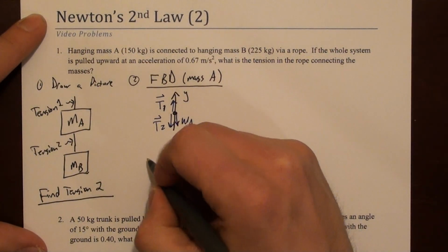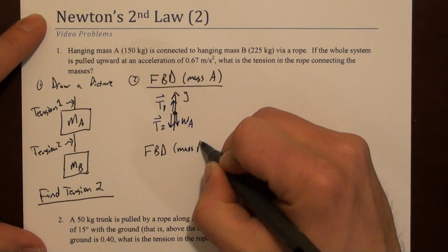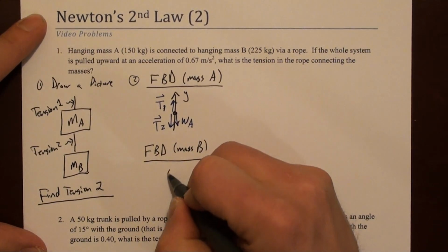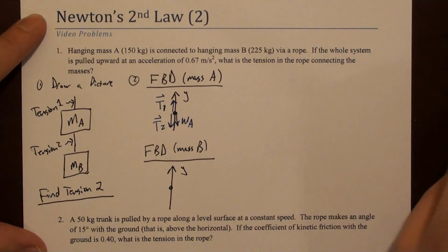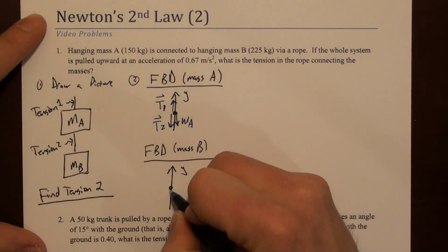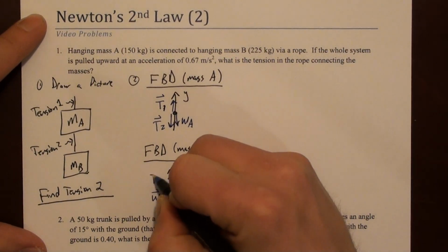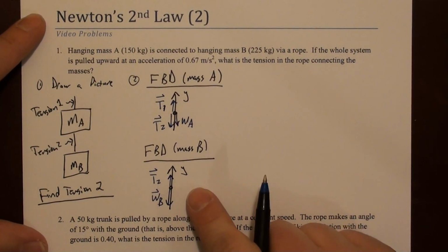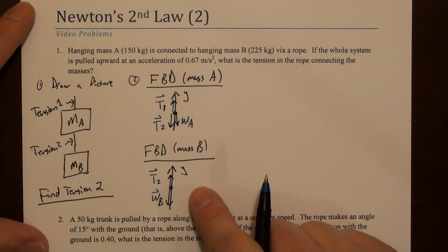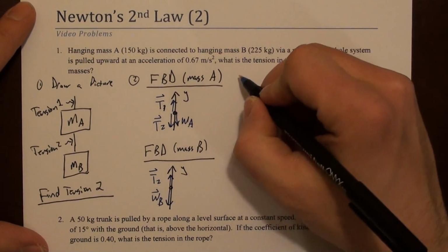Okay, and we can draw a free body diagram for mass B. Mass B is a little simpler because all we have is weight B acting downward and tension 2 acting upward. So it seems like Newton's second law applied to mass B might give us something useful, but let's go ahead and apply it to both masses just to see what we get out of it.